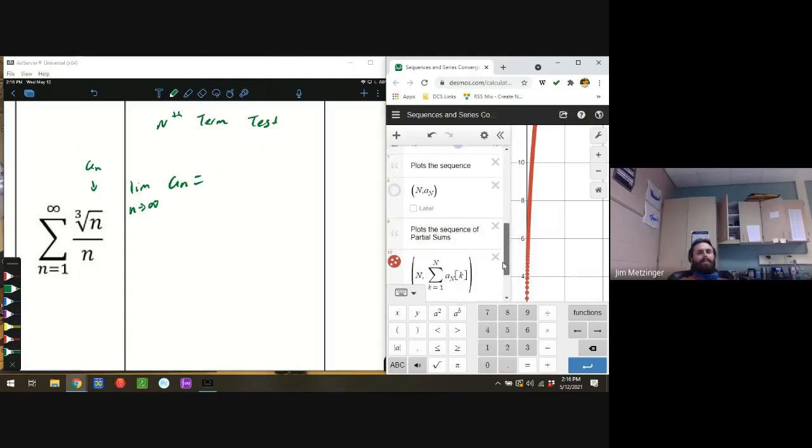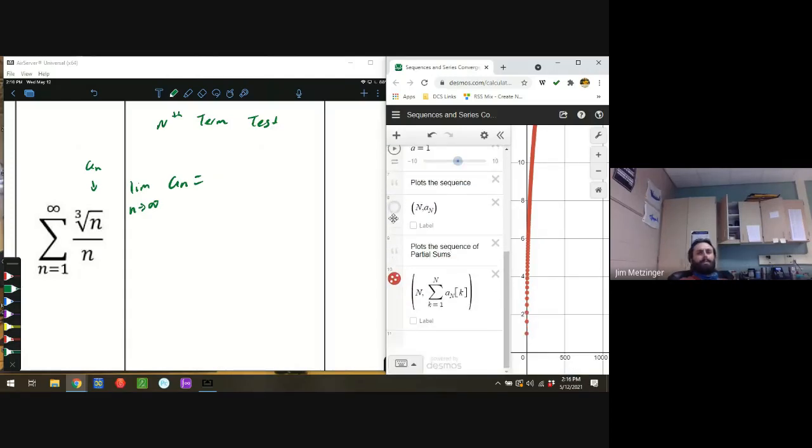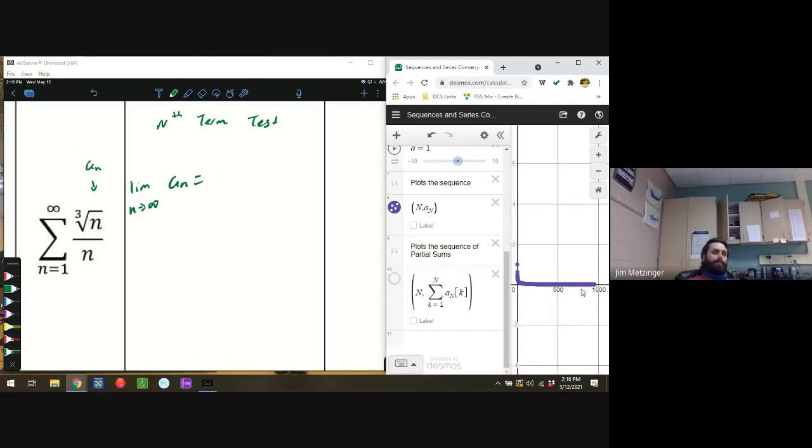Right. And turn off partial sum because it's not what the nth term test deals with. Turn on my mixed sequence. And I look at it, and our favorite thing in the world happens. This equals 0, which means that the nth term test is useless. It doesn't tell me anything. Means I've got to do further investigation.